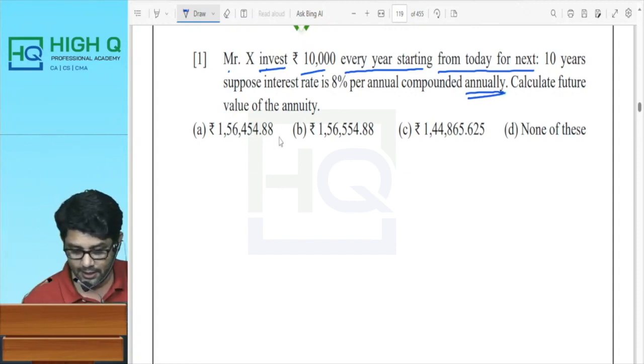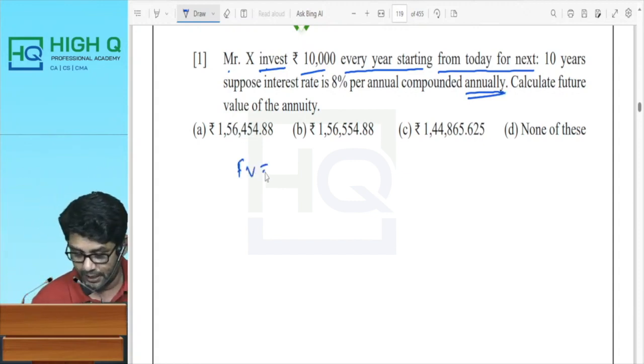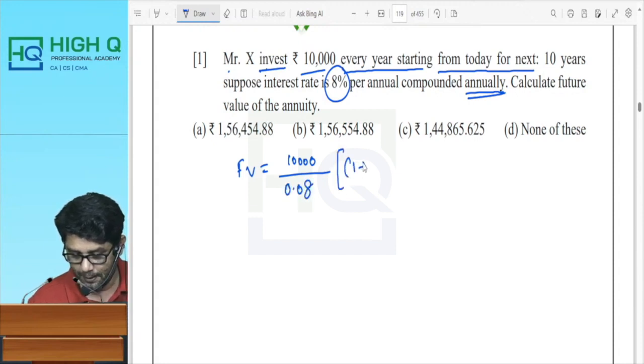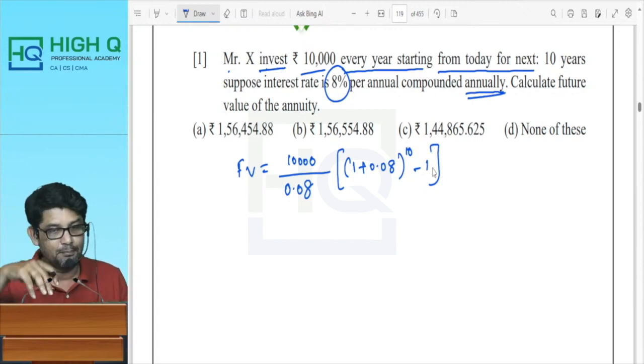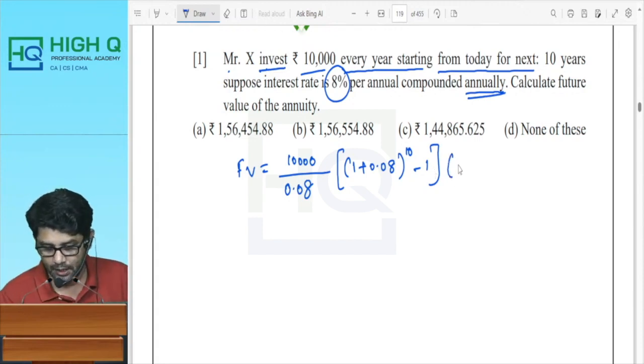Now look at this. What is the future value of an immediate annuity? A by i, 10,000 divided by i. What is i? 0.08. Then 1 plus 0.08 whole power 10 minus 1. This is for ordinary annuity, but it is an annuity due. So what will come? 1 plus i also has to be multiplied.